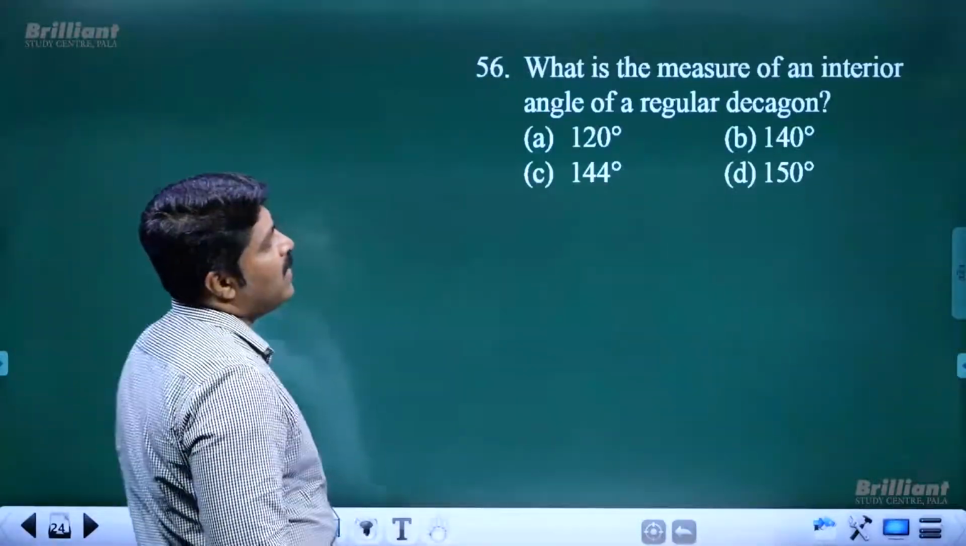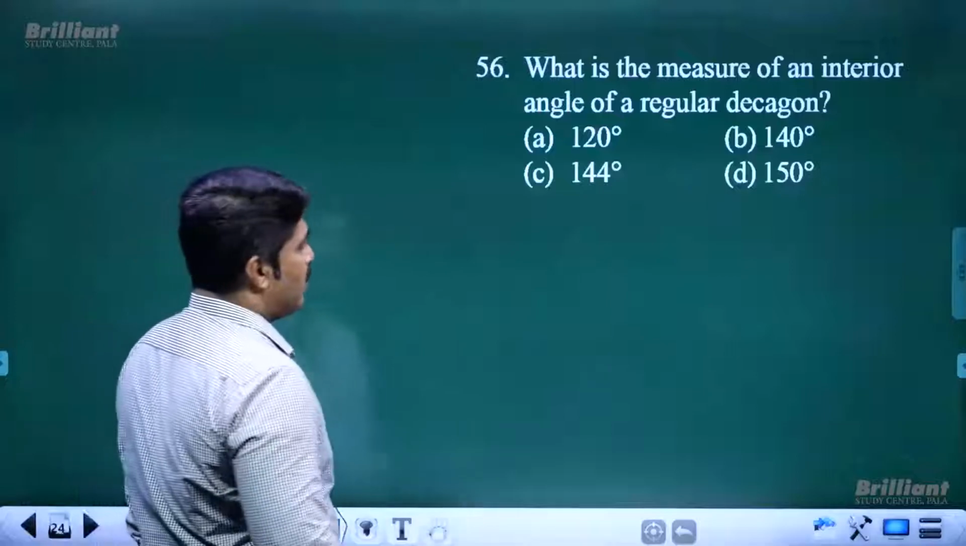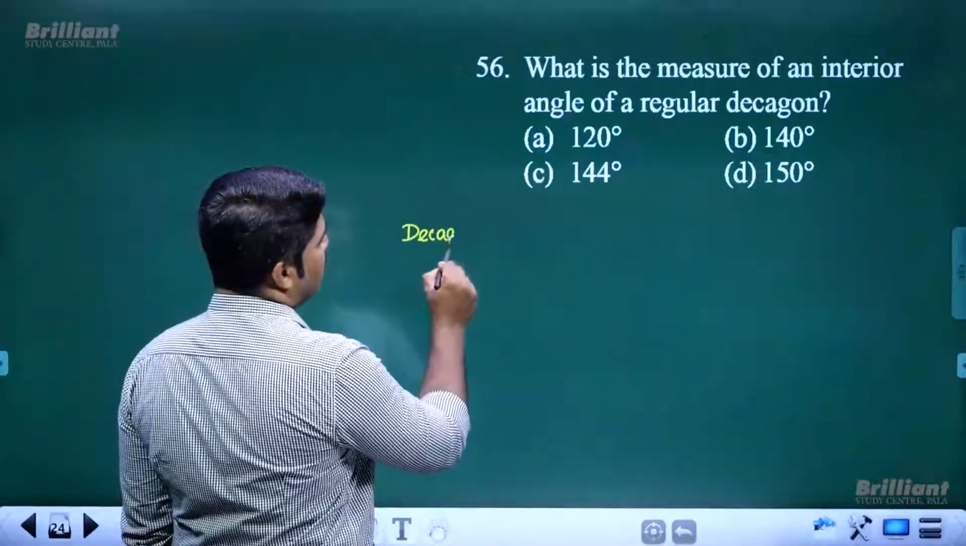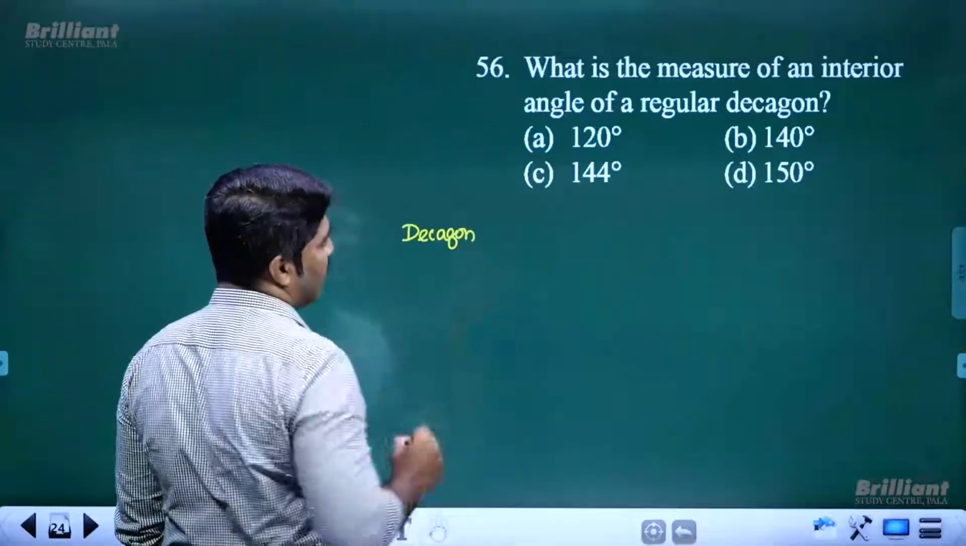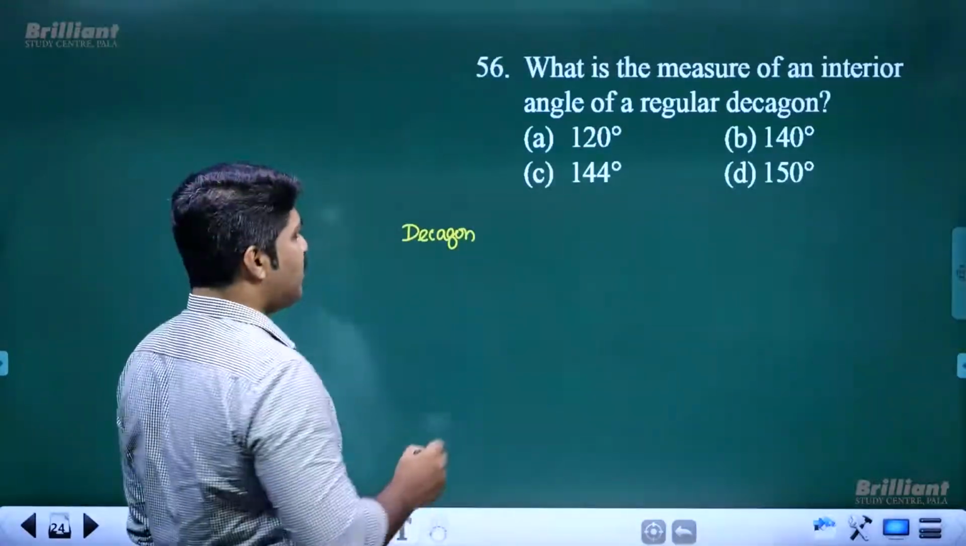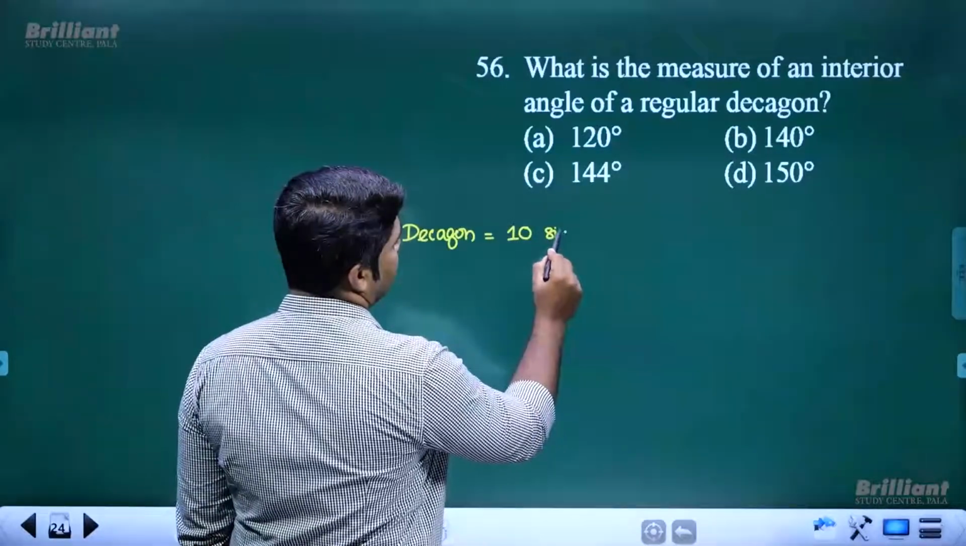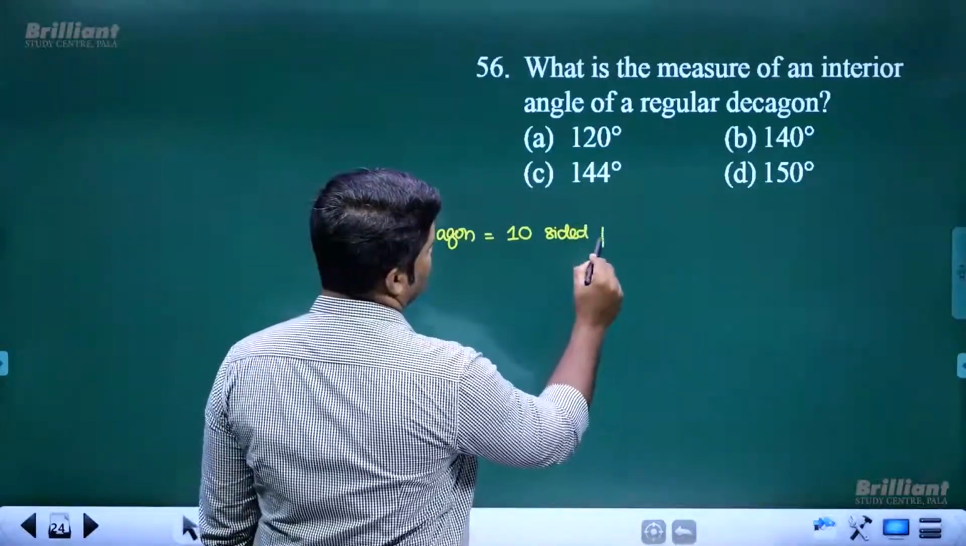What is the measure of an interior angle of a regular decagon? First of all, you just identify that it is a decagon. What is a decagon? A decagon is nothing but a 10-sided polygon.